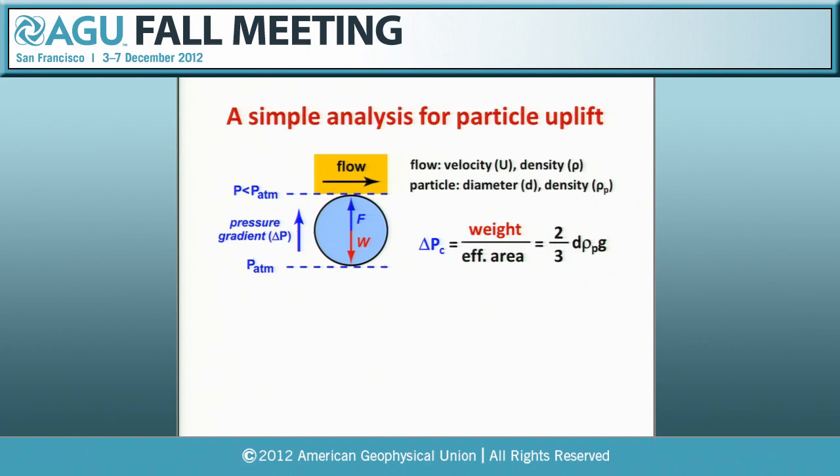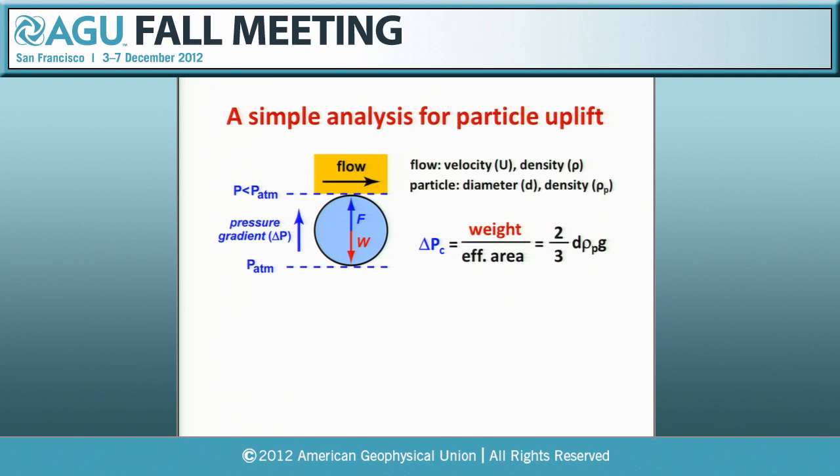So let's now consider the possible influence of the underpressure generated at the interface between the flow and the substrate below. This is a very simple basic analysis. Let's assume that the underpressure is maintained in the granular substrate, and in that case, an upward pressure gradient may arise. And the force associated with this pressure gradient is able to uplift a particle if this force counterbalances the weight of the particle. So we can determine a critical pressure gradient, taking into account the effective area over which the upward force is applied.